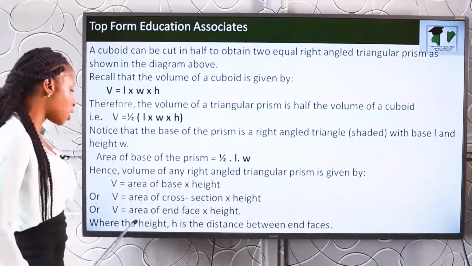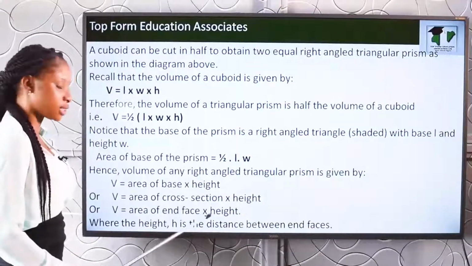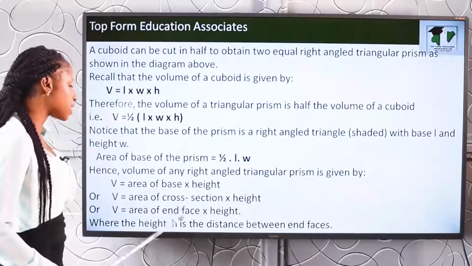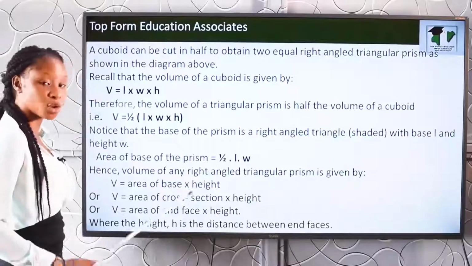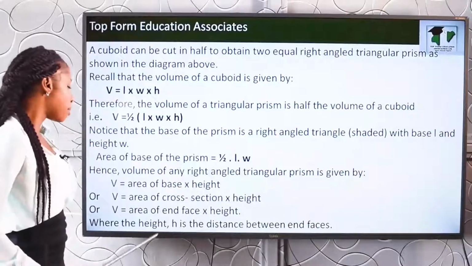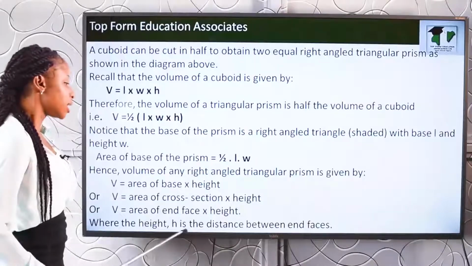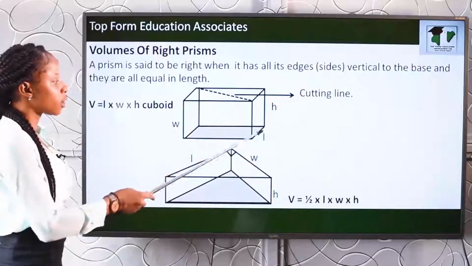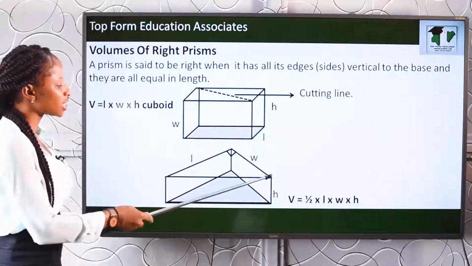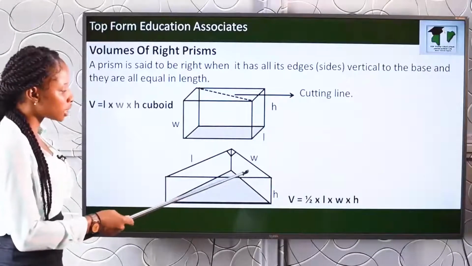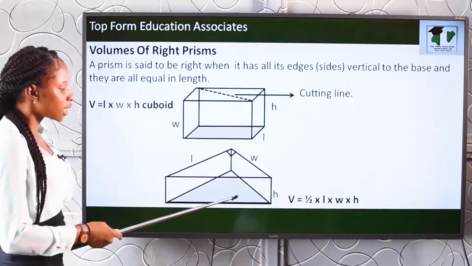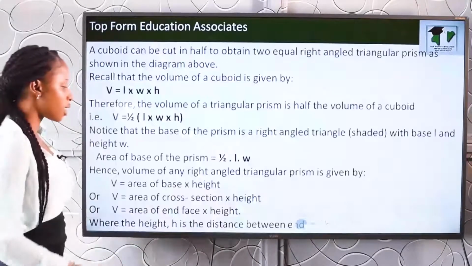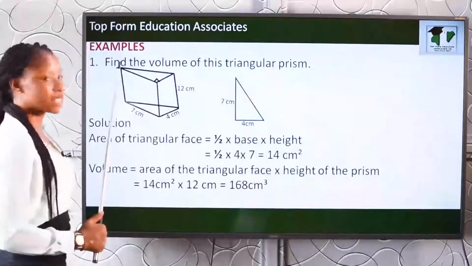Cross-section means the same thing as area of base. Or V equals area of the end face, the same thing as the base, multiplied by the height, where the height is the distance between end faces. Look at this cuboid. You see that the height is the distance between this end face and this end face, that is the top face and the base face. That is the height.